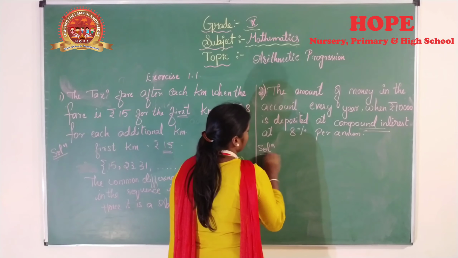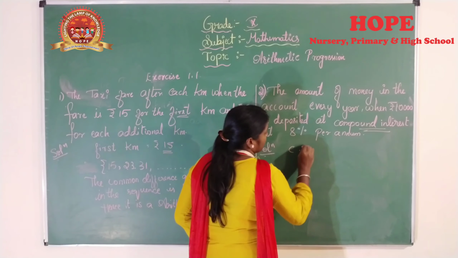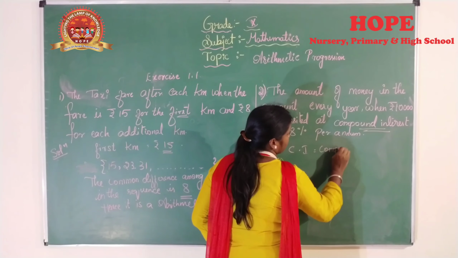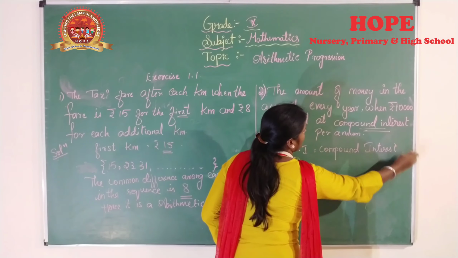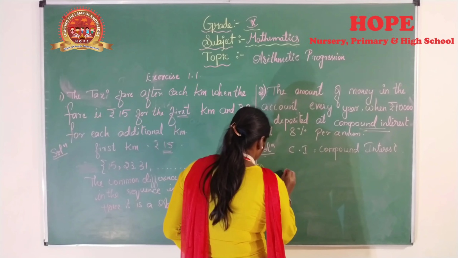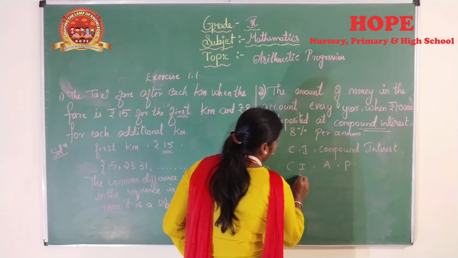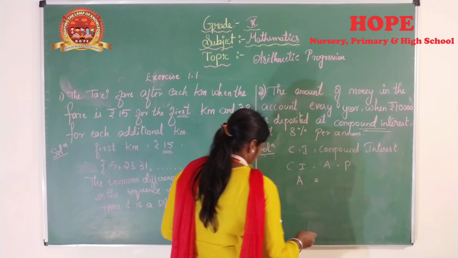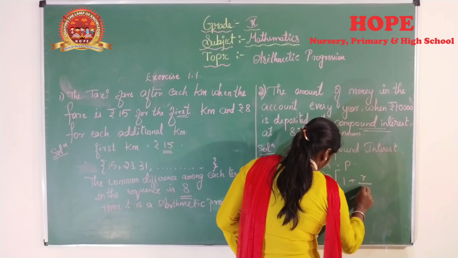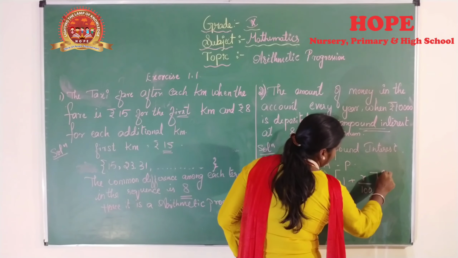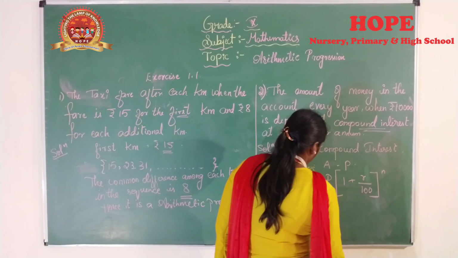So we need to know the formula here. CI is nothing but the compound interest, as we know. The formula for compound interest is A minus P. So what is A? A is P times (1 plus R by 100) whole to the power n.